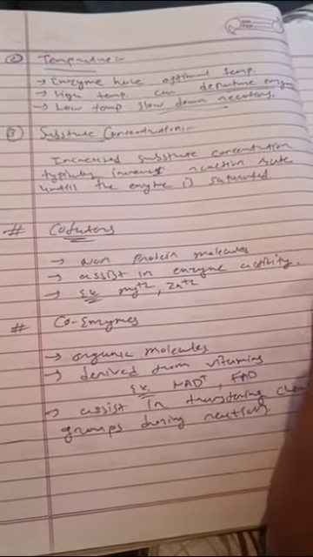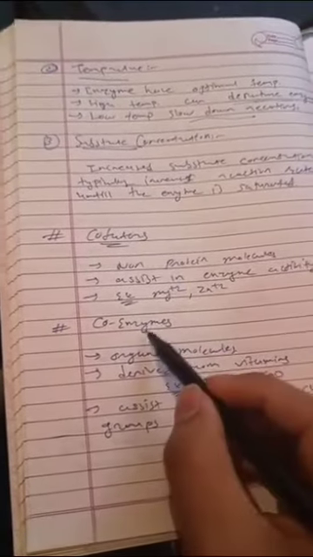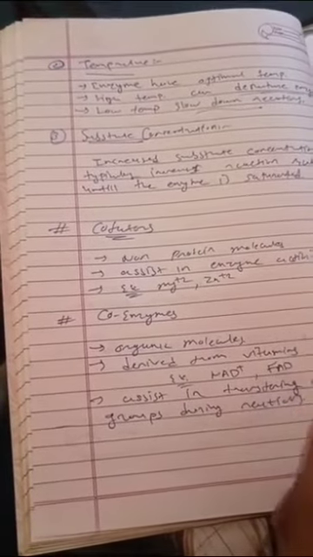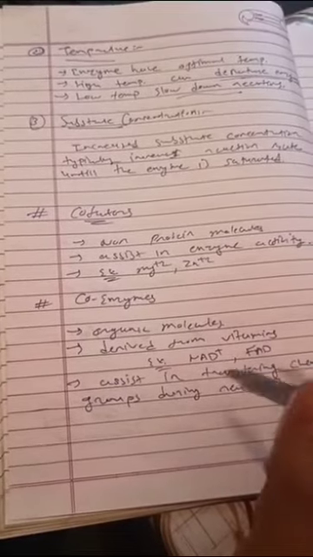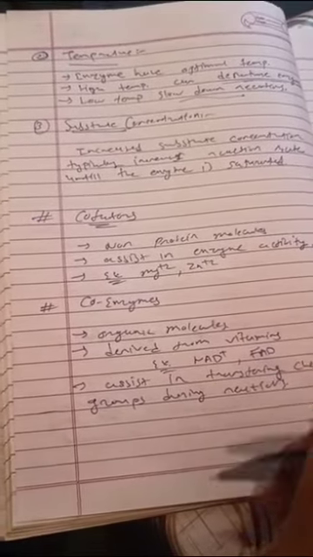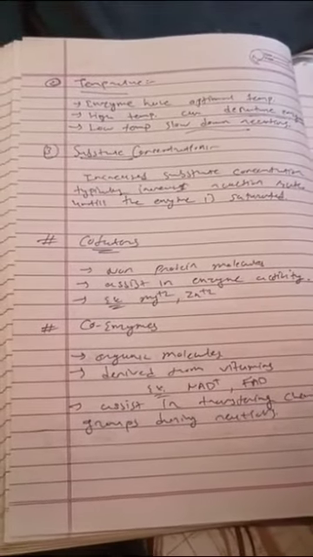Then cofactors. Cofactors are non-protein molecules. Their main role is to assist in enzyme activities. They are mainly ions like magnesium and zinc. Coenzymes are organic molecules derived from vitamins, like NAD+ and FAD. Their main role is to assist in transferring chemical groups during reactions.